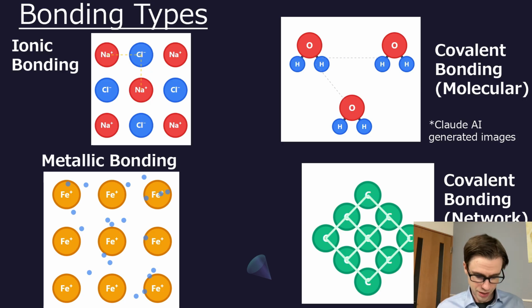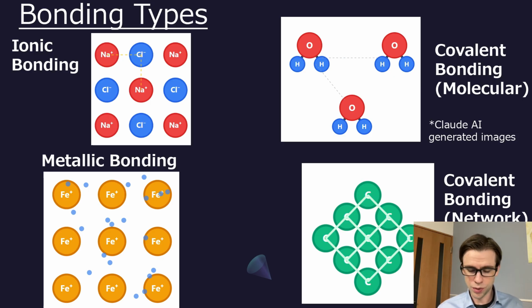Underneath that, we've got metallic bonding. We've got some iron, and you can see we've got iron cations, Fe+, with some little blue dots floating around. Those are electrons, and it's supposed to represent that they are free. They're not localized to any particular iron cation in that structure. They can move around as they please, but there will be some ratio of electrons to iron cations.